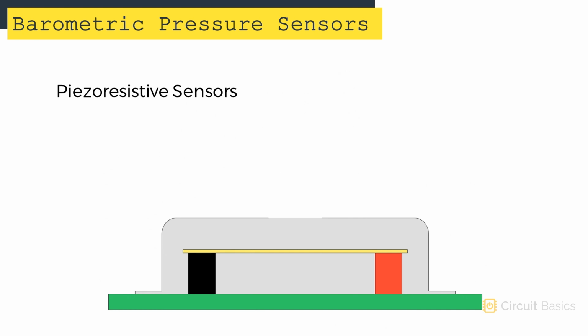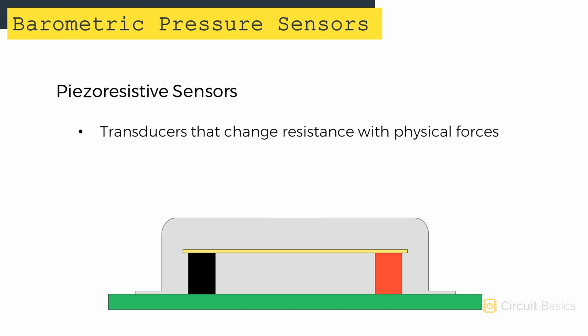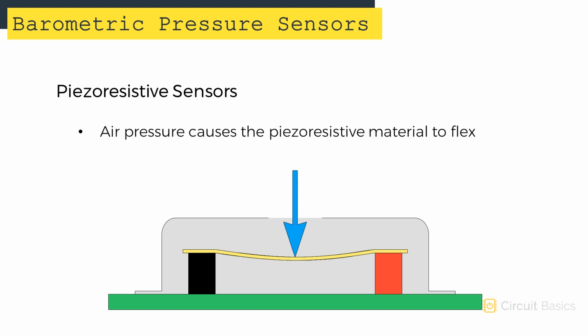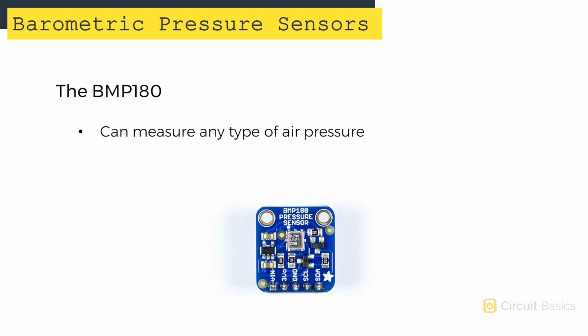The BMP180 is a piezo-resistive sensor. Piezo-resistive sensors are a type of transducer, where a physical force causes a change in resistance of the sensor element. In the BMP180, that force is air pressure. The BMP180 can measure any form of air pressure, like the pressure inside a sealed container. But it's mainly used to measure barometric pressure.